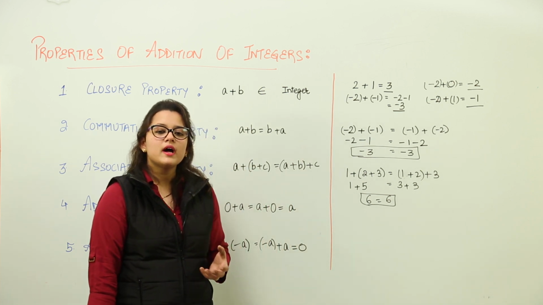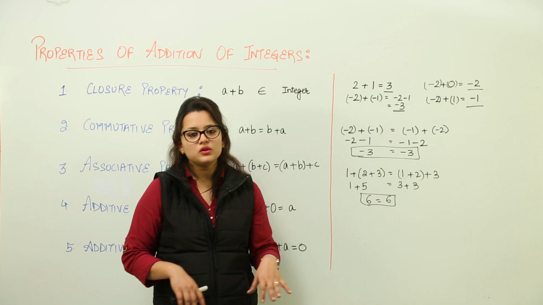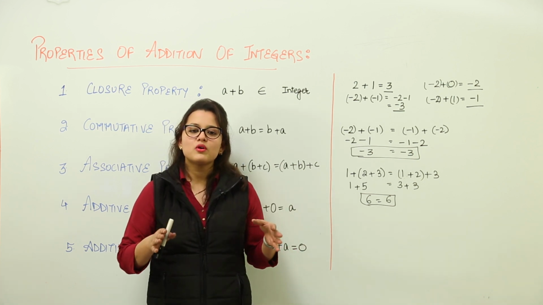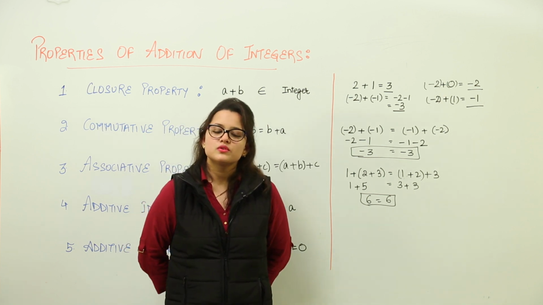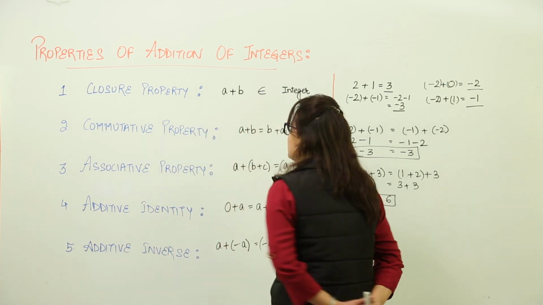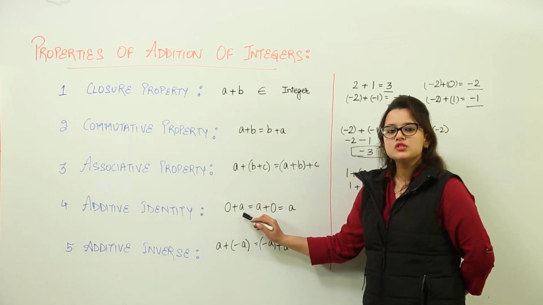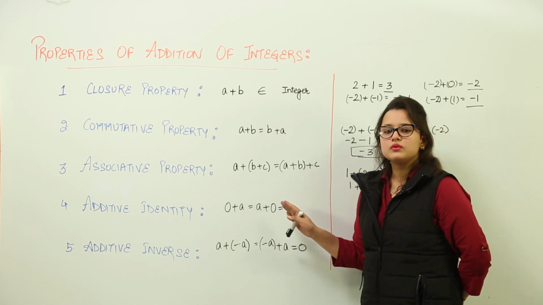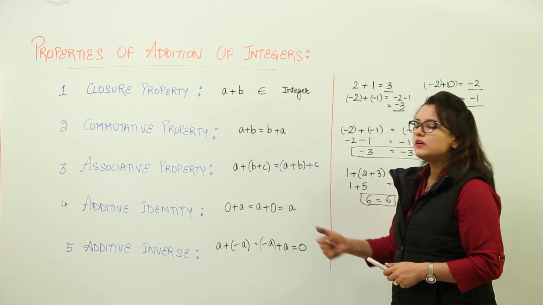But if you are having a box full of shoes and you want to add nothing to it, what would happen? When you add nothing to it, your box full of shoes will remain as it is, that is the box full of shoes only. So that is how it is for the additive identity. That means whether you add 0 to any integer or you add any integer to 0, your answer is going to be the same, that is that particular integer.